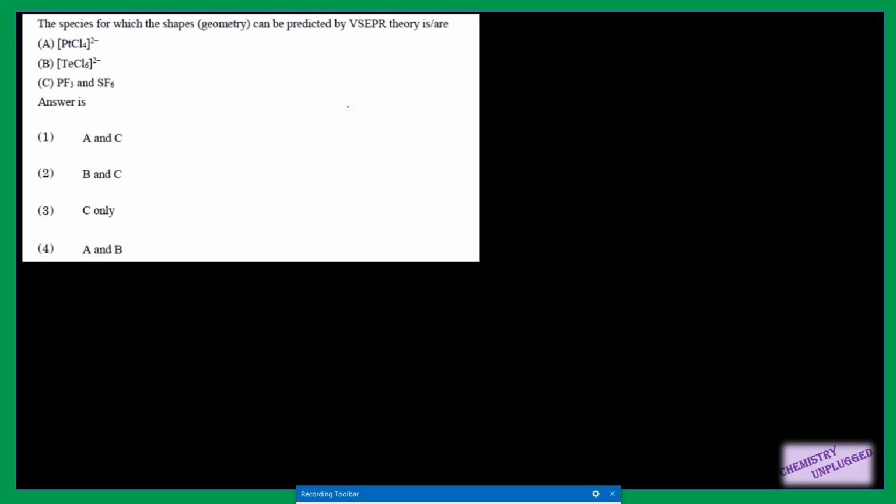Next question is from CSIR NET December 2019. The species for which the shape can be predicted by VSEPR theory is or are. So we have here 4 molecules, and they are asking us for which molecules we can predict the shape of molecules using this VSEPR theory. So before solving this question, I want to tell you certain points which will tell you the important points about this VSEPR theory as well as its limitations.